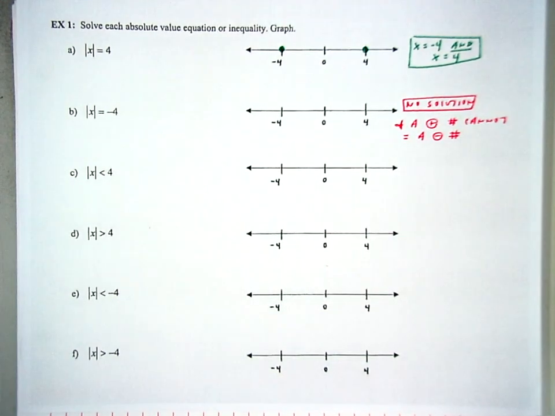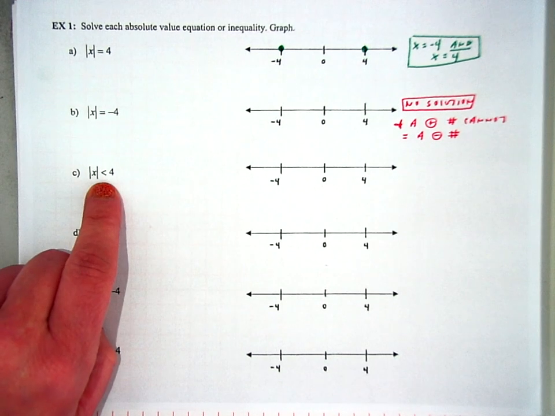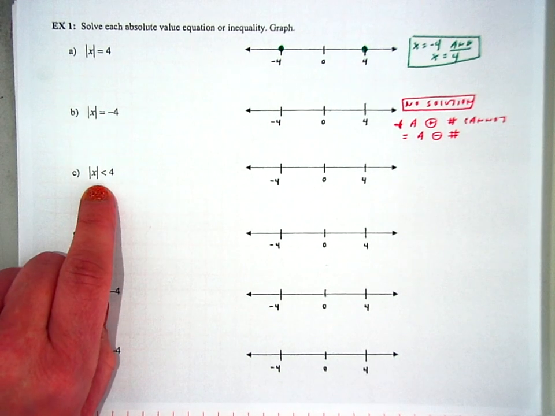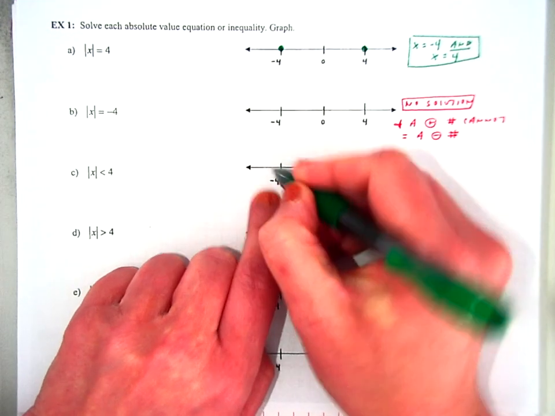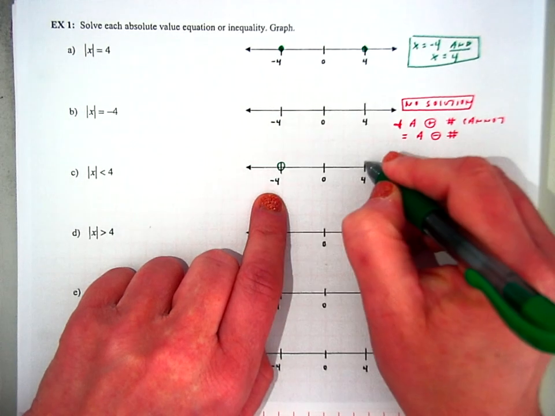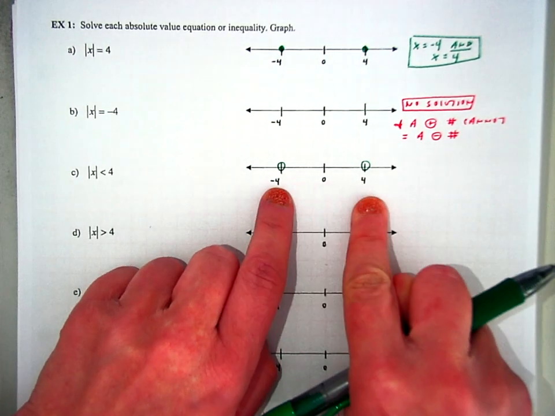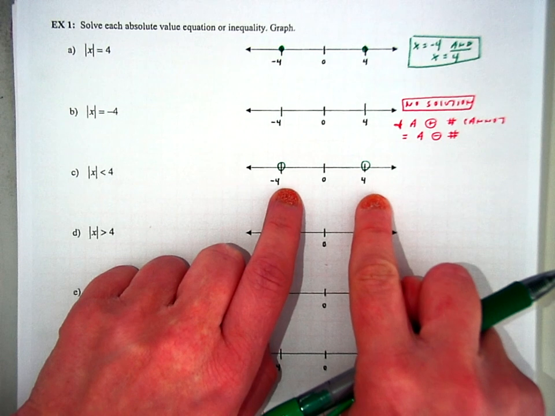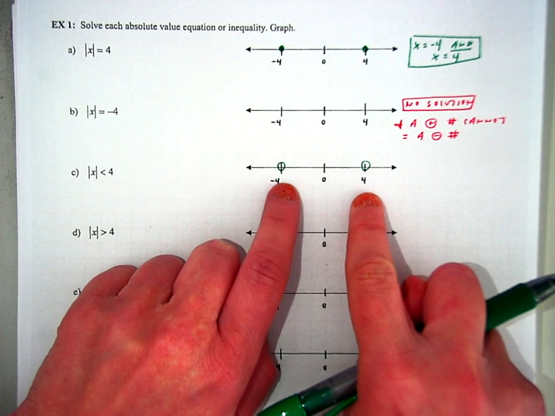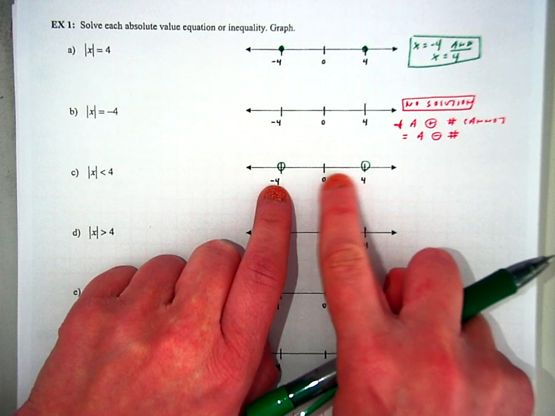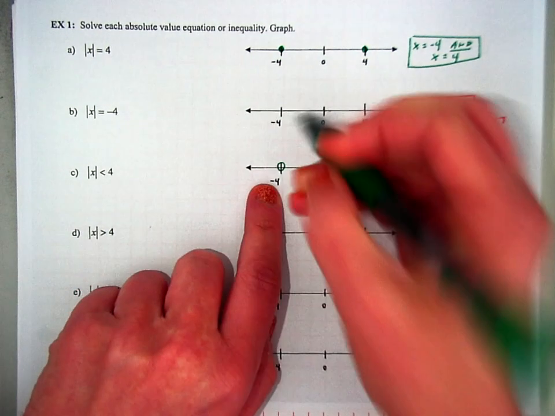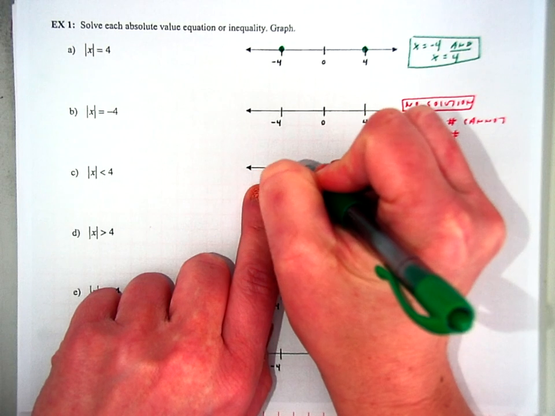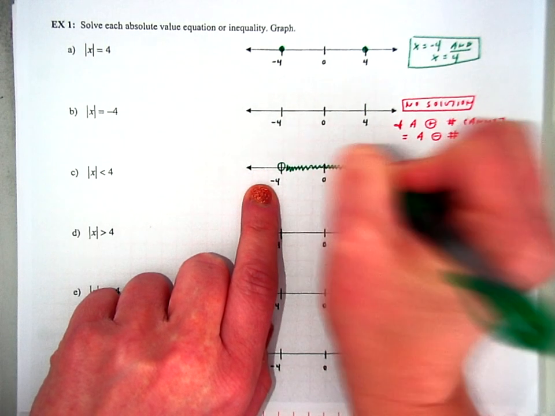All right, next up, absolute value of x is less than 4. So we're saying the distance from 0 is less than 4. So here I'm at 0, and I'm going to move away 4 units and 4 units. So here I'm 4 units away from 0, both sides. And I'm saying that the distance from 0 is less than 4. So less than 4 would be anything in here, anything in here. Over here would be more than 4. So my solution region is this in between here to here.